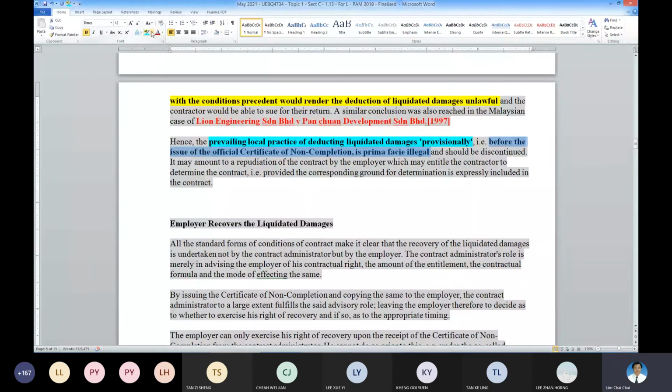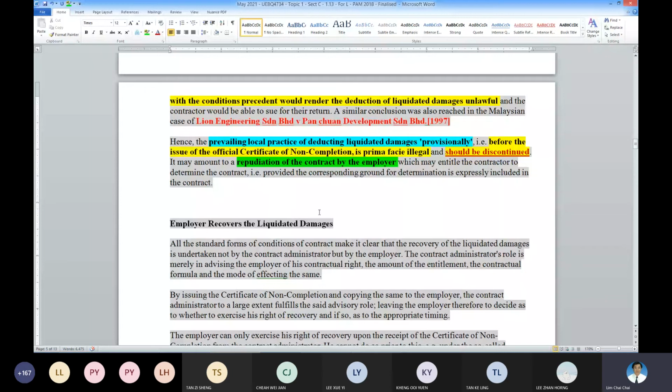No CNC issued, take the money out. Ask the employer to take the money out. It is illegal and should be discontinued. I hope you must advise the client properly. It amounts to repudiation of the contract by the employer. It means that the contractor can make use of this ground to terminate the contract.